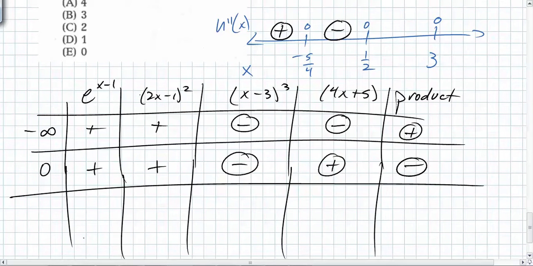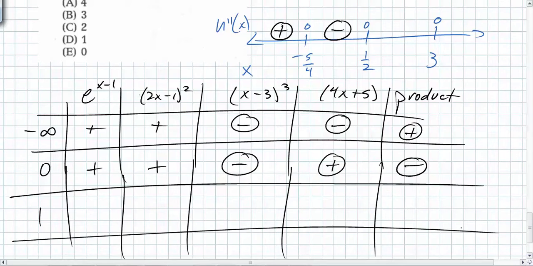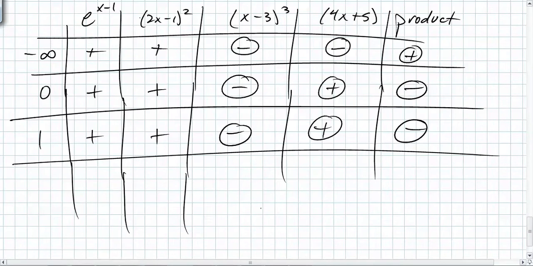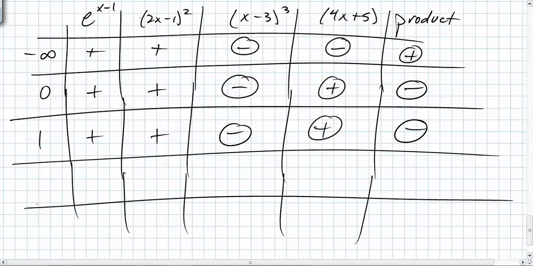Negative. Between 1/2 and 3. How about 1, right? So what do you get? Positive, positive. We already established that. And then you get negative, positive, negative. So it's negative right there. And then, yeah, that just eliminated one of them. Plug in, oh no, infinity. It's positive, positive, positive, positive, and positive.